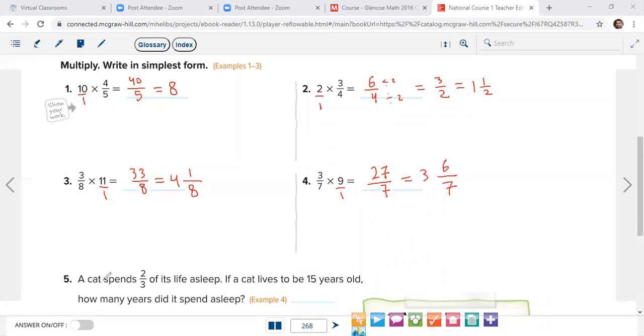About problem 5, a cat spends 2 over 3 of its life asleep. If a cat lives to 15 years old, how many years did it spend asleep? This is a normal multiplication problem, so it's like 2 over 3 multiplied by 15, so you write it as 15 over 1. Then you multiply numerators, multiply denominators, will give you 30 over 3. Over is like division, so 30 divided by 3 is 10, so I'm going to say 10 years.